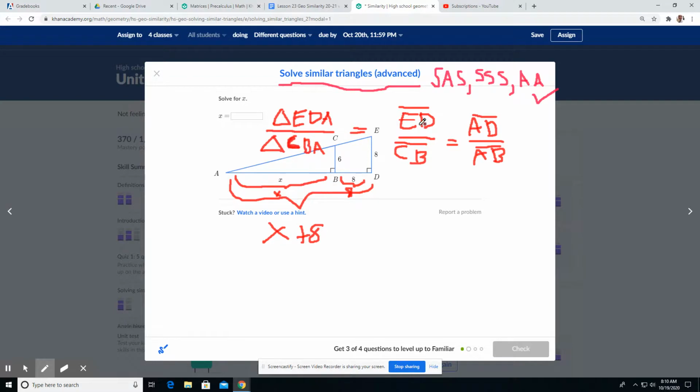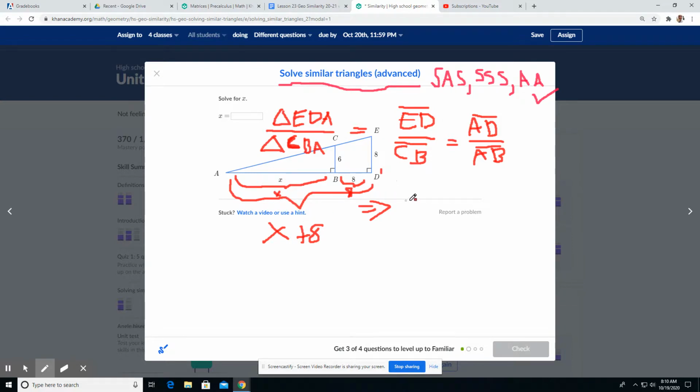Okay, so ED matches CB, correct. AD or DA matches AB or BA, correct. So everything's kind of linked there. Let's go ahead and write out what the proportion is. This one's a little trickier because the x is floating around inside. Looks like we're going to have a couple x's.